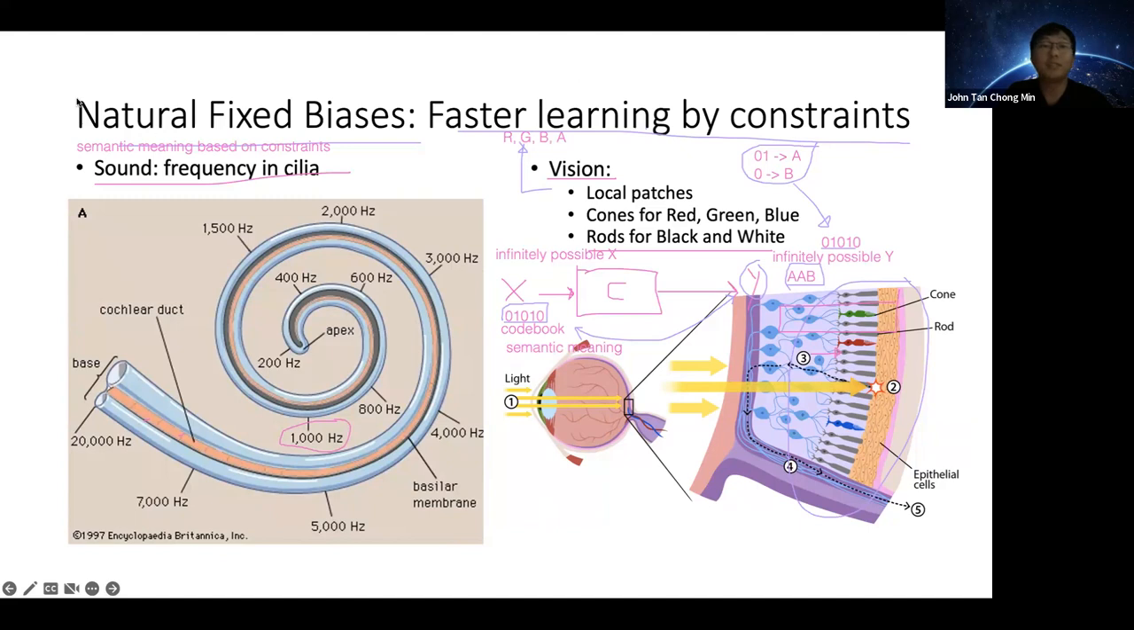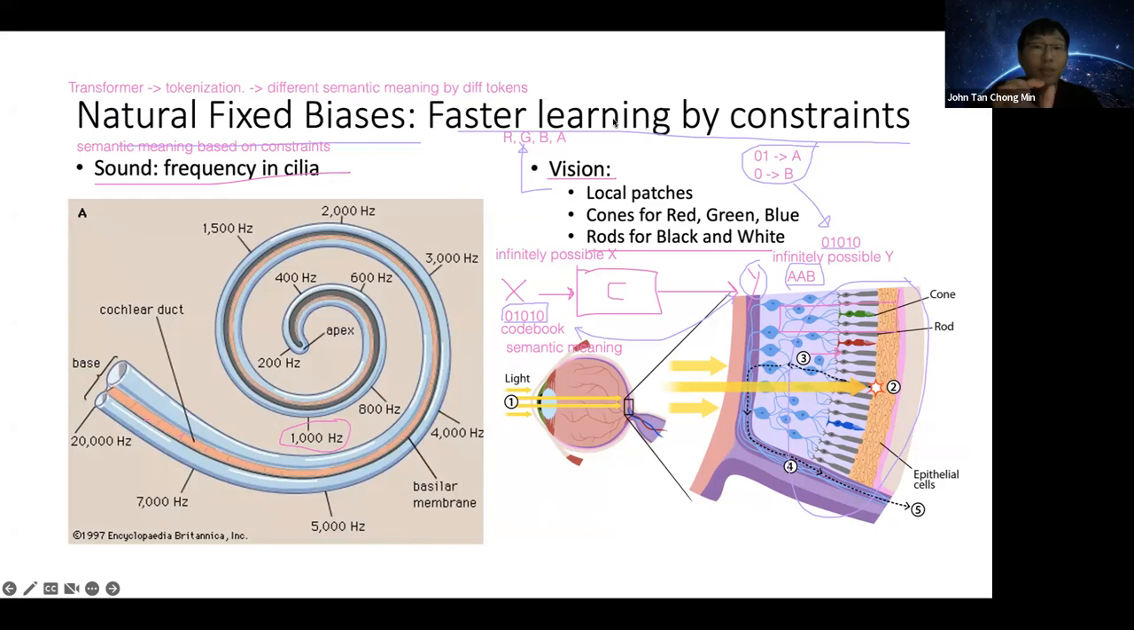Another way to think of this kind of natural fixed bias, maybe in a transformer, is the tokenization. If you tokenize different words differently, you will get different semantic meaning from different tokens. This is something that I think is still under research. If you're using something like byte pair encoding, you get a different way to interpret your words as compared to character-level tokenization, because with character-level tokenization you don't get much meaning from the characters. You need to go to subwords or words and so on.